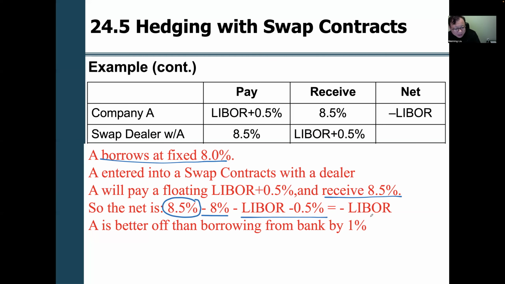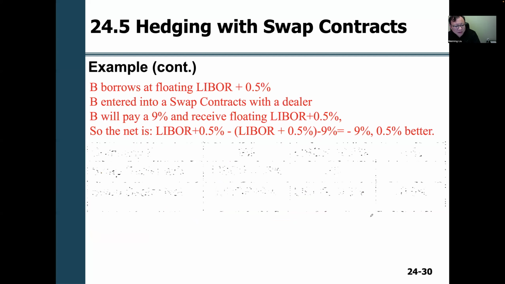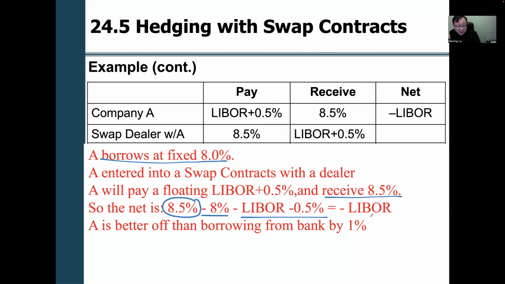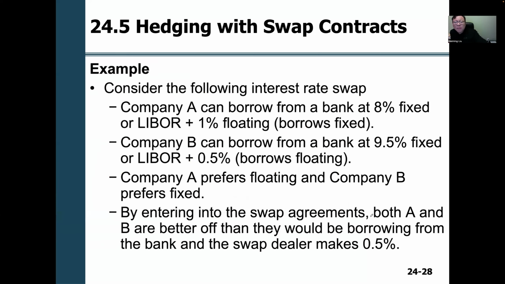Okay, now let's take a look at company B. Company B borrowed at a floating rate, although company B wants a fixed rate. The floating rate is LIBOR plus 0.5%. So some people may ask, why did they borrow at a floating rate if they want a fixed rate? If you take a look at this example, company B's fixed rate is 9.5%. This is very high compared to the fixed rate of 8% for company A, right?